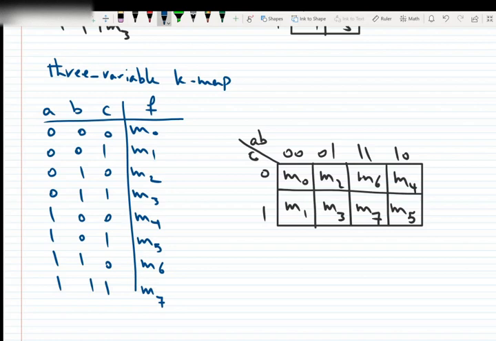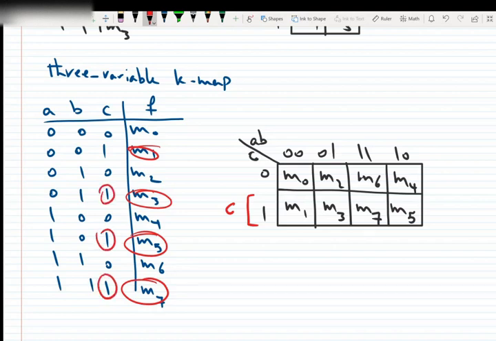If we look, we see that for the second row, C is 1. So for M1, M3, M7, and M5, C is 1. And if we look at the same thing in the truth table, that's correct, because M1, M3, M7, and M5 all of them have C of 1. Okay? And for the last 2 columns, A is 1, and for the middle columns, B is 1. So it's very important.